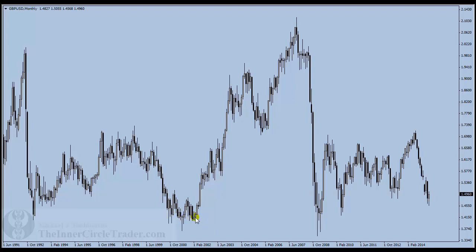And then what happens after small ranges? Large ranges. This is one of the concepts and cycles that I learned from my mentor, Larry Williams, and it's a rather generic cycle in the marketplace, but it really goes unnoticed.